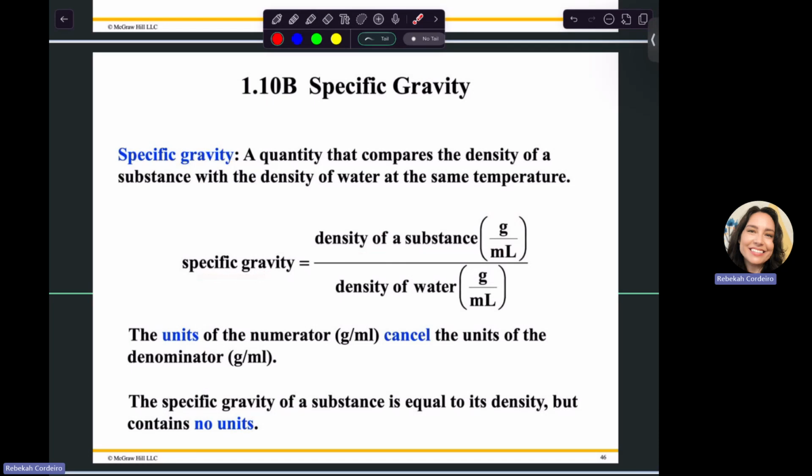It's a really quick little measurement of what this thing is going to do if you put it in water. That can be helpful in lots of ways. And so you may see that in real life practices in whatever career you're in.